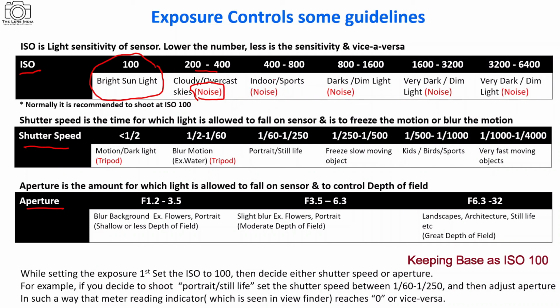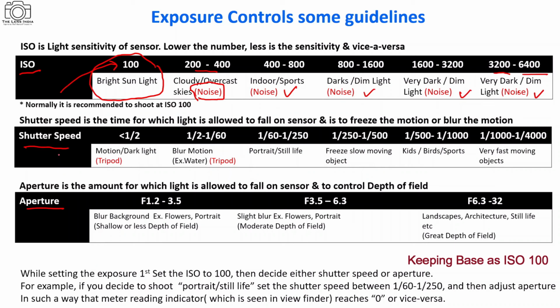Similarly, when we are shooting indoors, in a room, or when we are shooting sports, or in dark or dim light, the ISO keeps on increasing. And when it is too dark, we may have to set our ISO to 3200 to 6400 and beyond. But in all situations, you will see that noise starts coming into your picture. So the higher the ISO, the higher the noise, and the poorer the quality of your image. That is why I have been emphasizing that we will keep our ISO at 100 and we will not move this setting.